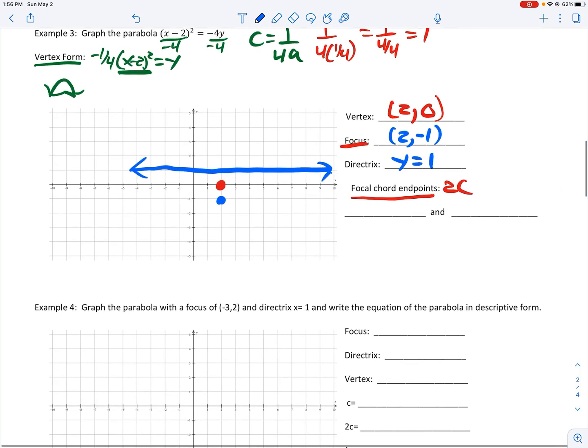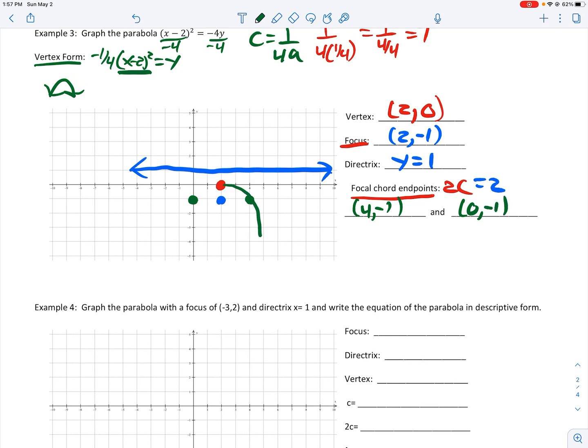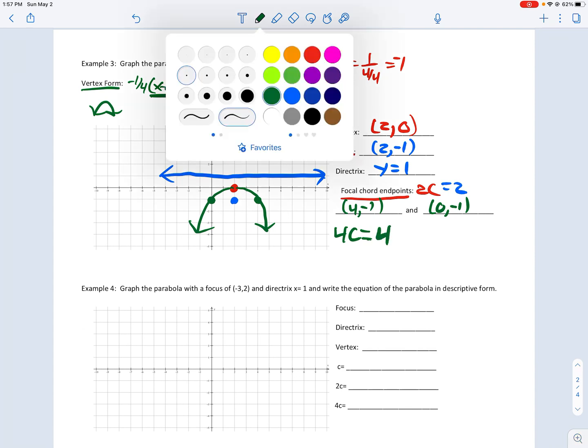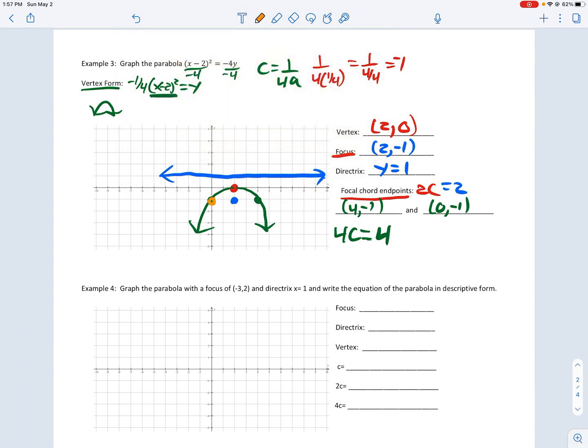So if C is 1, 2C, which is twice as big, would be 2. So to find the endpoints, I go to the focus. I know the graph's going to go down, so I'm going to go right 2. And I'm going to go left 2 from the focus. So (4, negative 1) and (0, negative 1). And there are my endpoints. And if I did this right, 4C, which is 4 times C, would be 4. So this distance from the orange dot to the orange dot better be 4. And it is. It's 2 and 2, which is 4, which is what it's supposed to be.